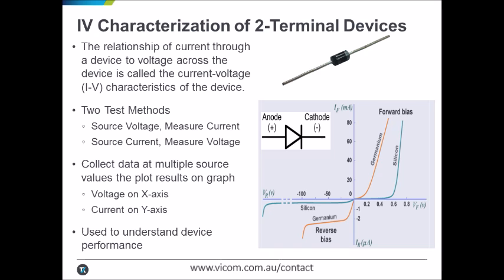For example, the graph on the right shows the characteristic IV curve of a diode. IV characterization is performed on diodes to determine key operating parameters like the forward operating voltage, reverse breakdown voltage, and the reverse leakage current of the diode.